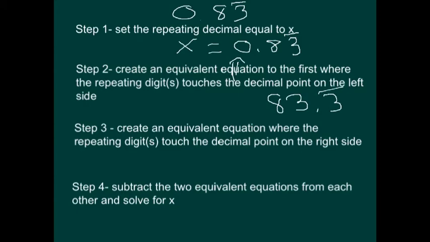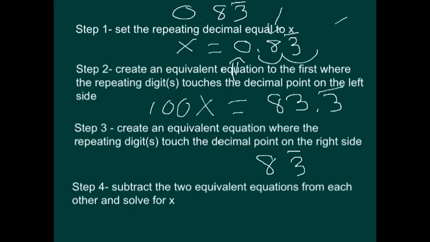Well, you moved the decimal point over 2 spaces, so therefore you multiplied by 100. So the equivalent equation would be 100x equals 83.3 repeating. Step 3. Create an equivalent equation where the repeating digits touch the decimal point on the right side. Well, right now on the right side, what touches the decimal point is 8. So we don't want 8 to touch, we want 3 to touch. So the number that we would create in order for 3 to touch on the right side would be 8.3 repeating. Now the 3 touches on the right side.